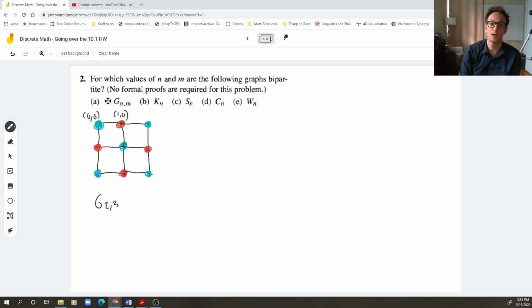it will be in one part of the partition, one set of the bipartition, and when the sum of the coordinates is odd, it will be the other one. So that actually explains the coloration.